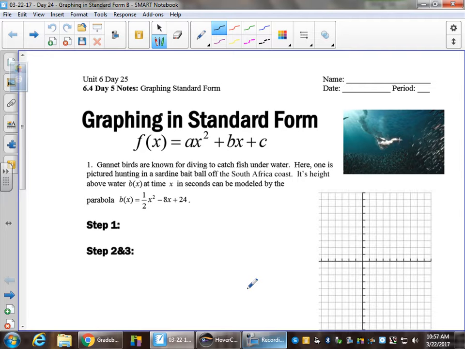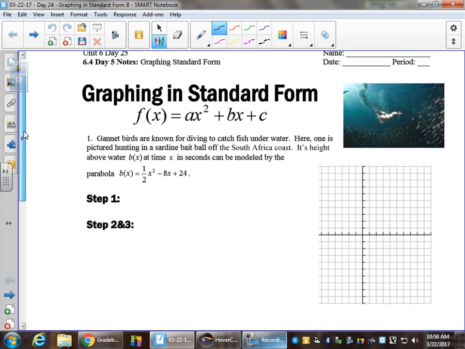Reading the problem, it says, gannet birds are known for diving to catch fish underwater. Here one is pictured hunting in a sardine bait ball off the South Africa coast. Its height above water at time x in seconds can be modeled by the parabola. So why do you think this is a quadratic function? Based on what they described.